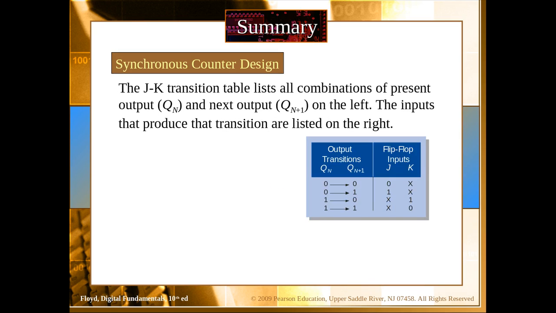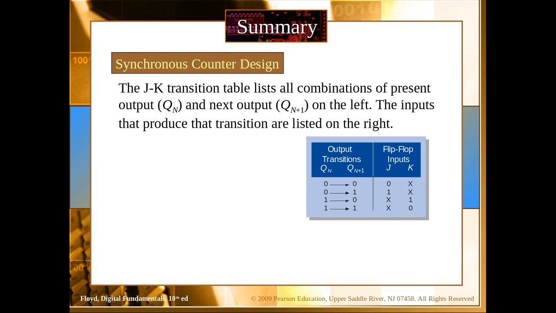For example, if the output transition is from Q1 to Q1 plus 1, from one flip-flop to the next flip-flop, if the output is changing from 0 to 0, we would need J to be equal to 0, and K could be anything. It could either be 0 or 1, it doesn't matter. If it's from 0 to 1, then J needs to be 1 and K could be anything again.